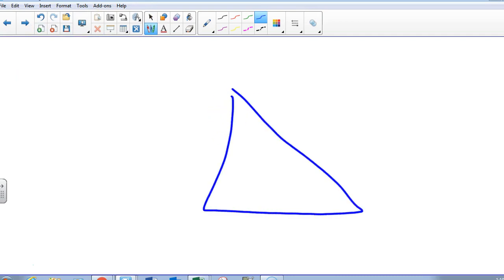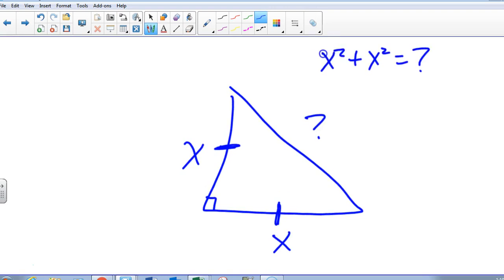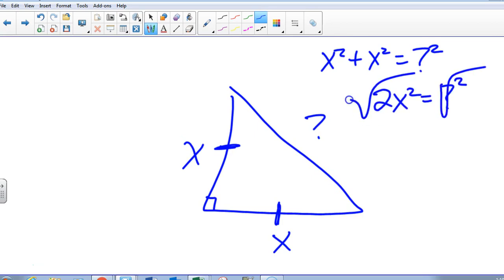Okay, one more super easy one. What do you know about this triangle if it's 45, 45, 90? These are the same. We have x, x, and I need this. Leg squared plus leg squared equals hypotenuse squared. X square root of 2. We good? That's where those come from.